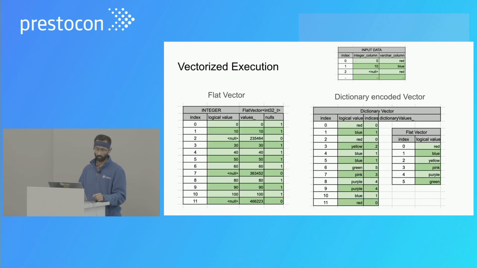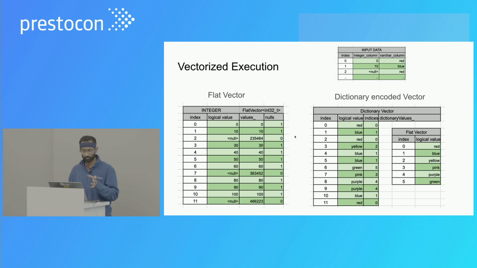Now, before we go further, let's take a deeper look into how vectors are represented in memory in Velox. This is going to be important when we talk about these optimizations. So let's take a logical table that has two columns, an input integer column and a varchar column at the top over here. Can you guys see my mouse? Yeah, okay. All right, so let's say the integer column is stored as a flat vector.